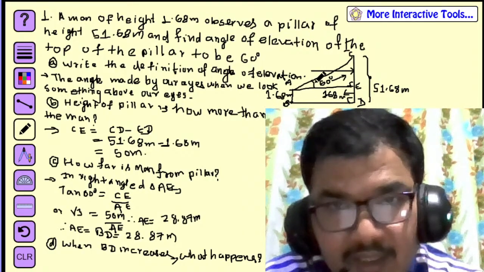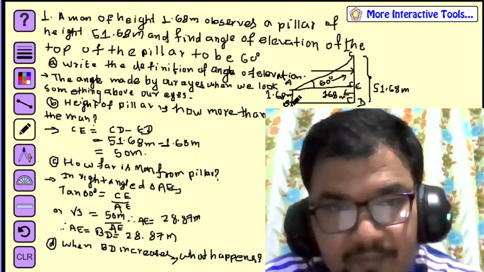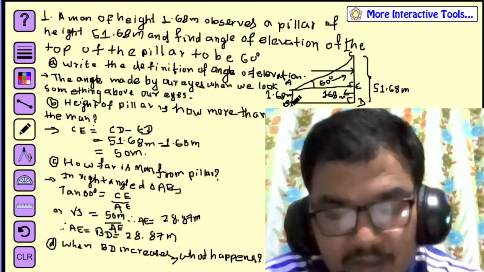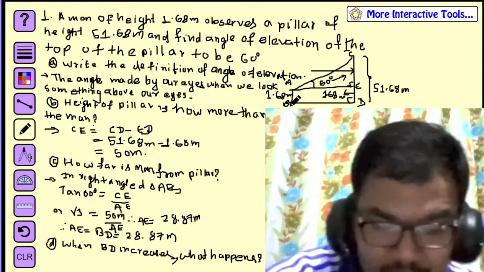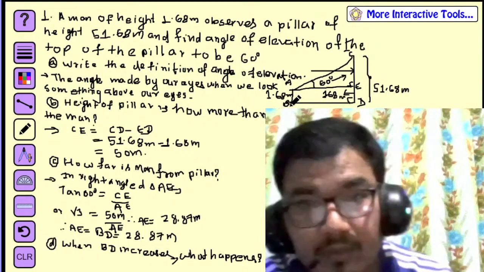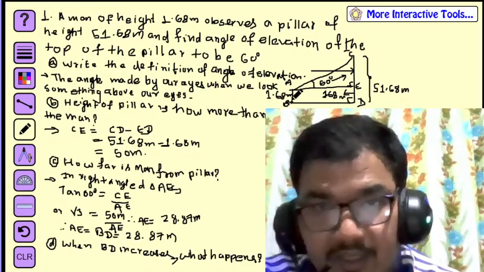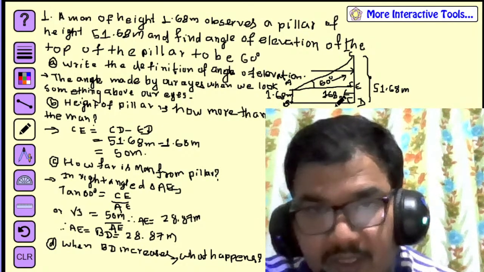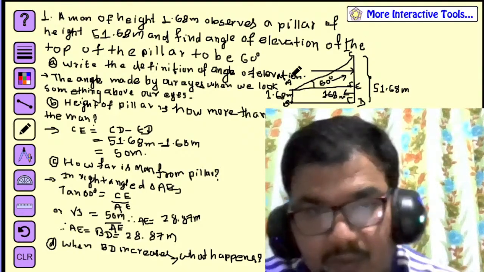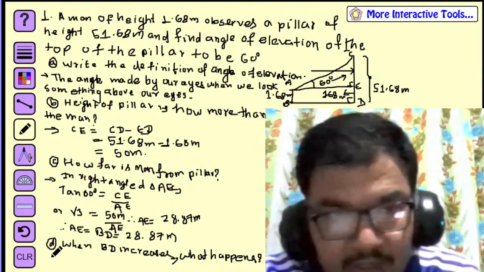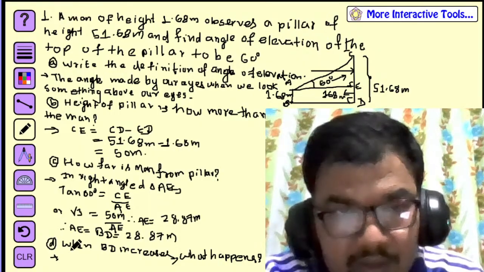I'm repeating, look, when the BD distance is increasing, then the angle of elevation will decrease. When BD comes shorter like this, here this angle of elevation will increase. Right answer.